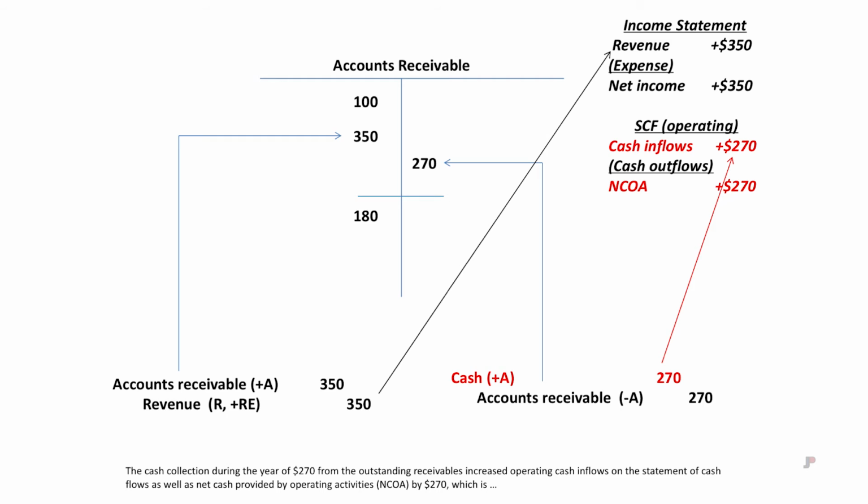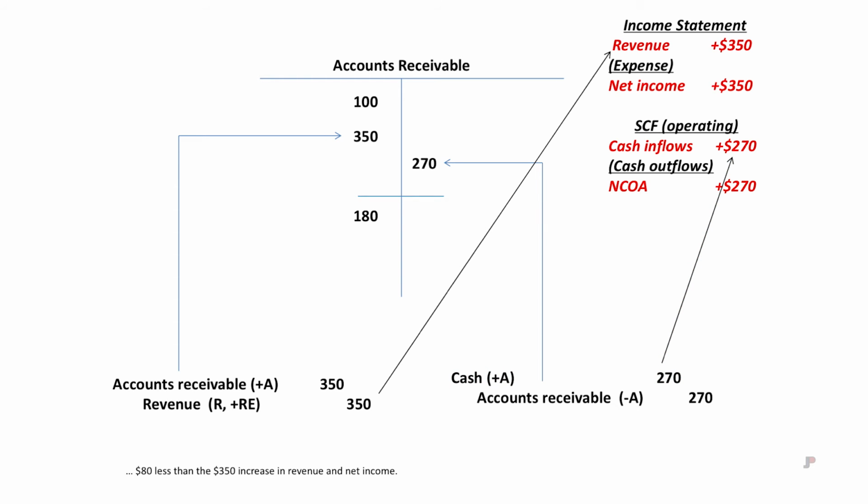The cash collection during the year of $270 from the outstanding receivables increased operating cash inflows on the statement of cash flows, as well as net cash provided by operating activities, NCOA, by $270, which is $80 less than the $350 increase in revenue and net income.